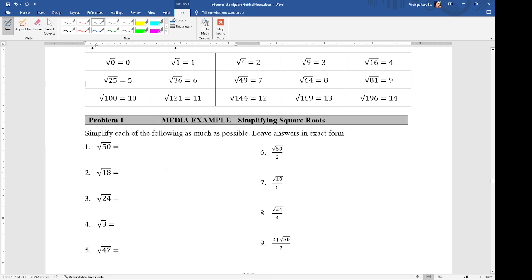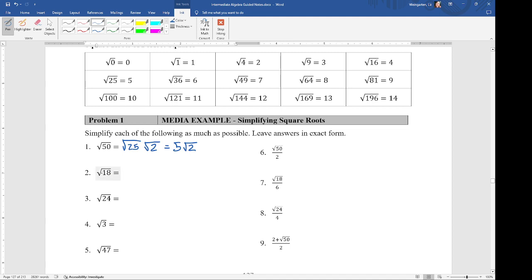What perfect square can we factor out of 50? We can factor out 25. So I'm going to factor out the square root of 25, and we're left with the square root of 2. Now we can take the square root of 25, which is 5, and we're still multiplying it by the square root of 2. And that is our simplified answer.